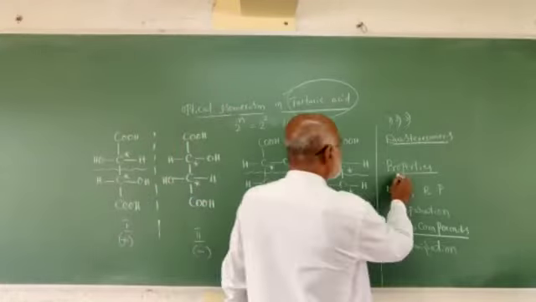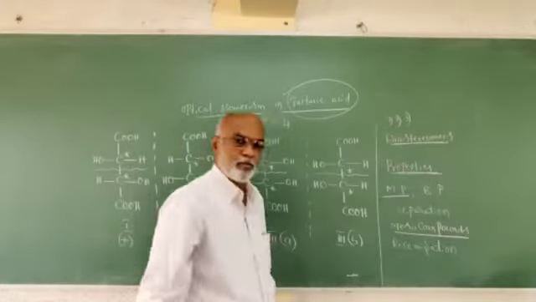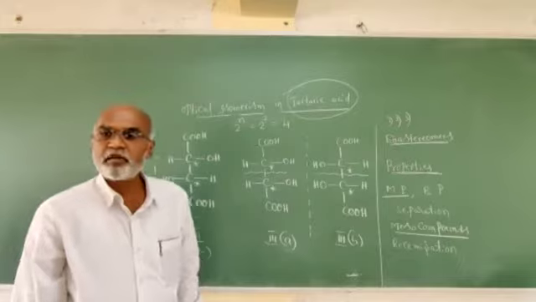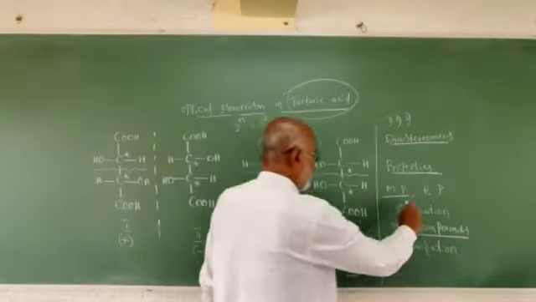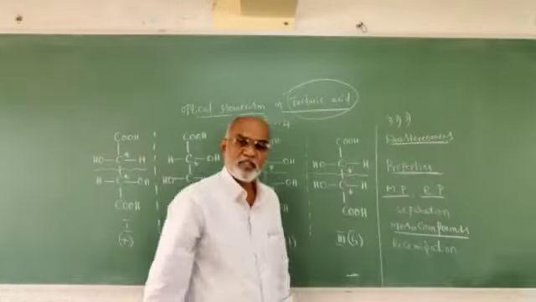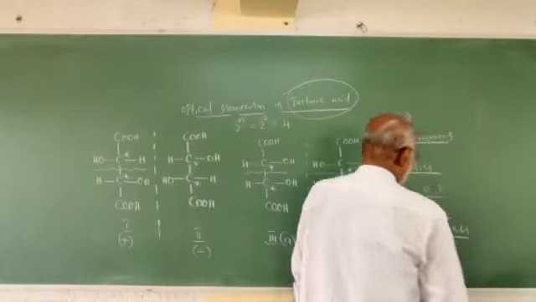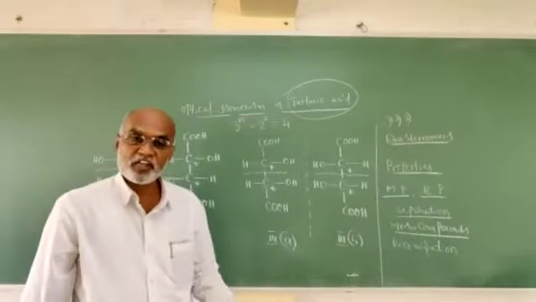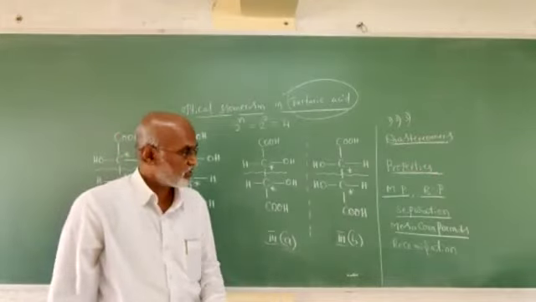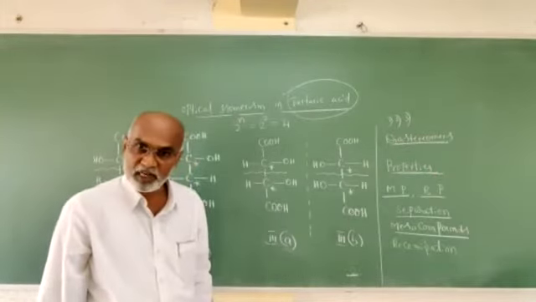Coming to the properties of diastereomers. They have different melting point, they have different boiling point. Because of the difference in the physical properties, they can be separated by any physical method such as fractional crystallization or fractional distillation or something like that.